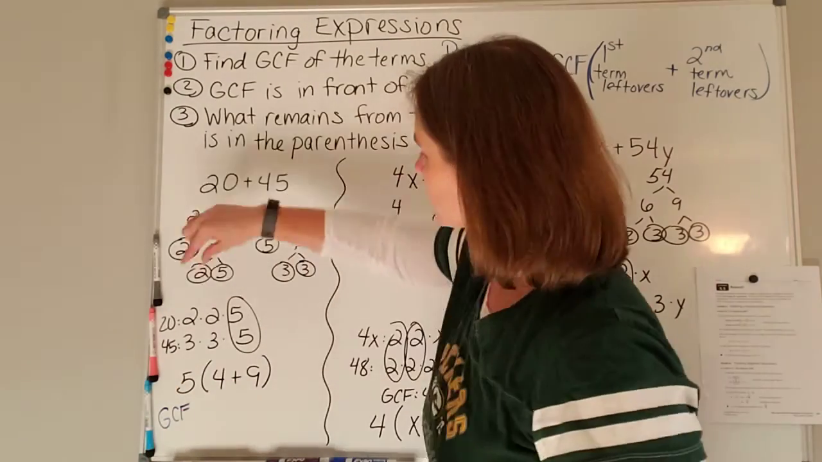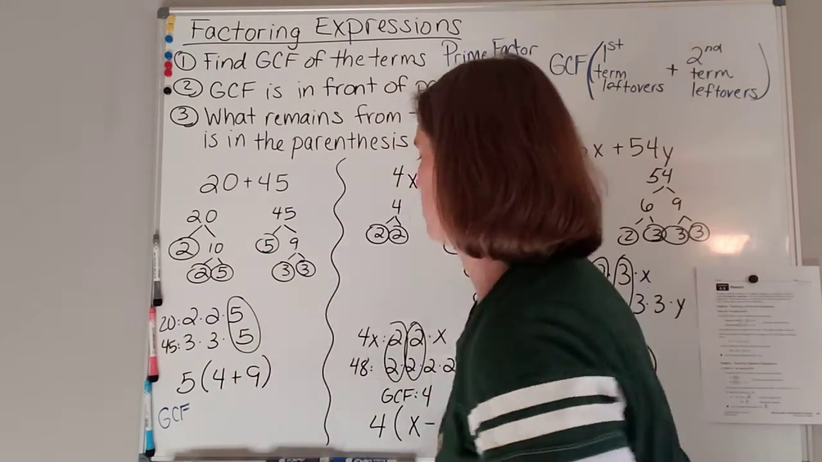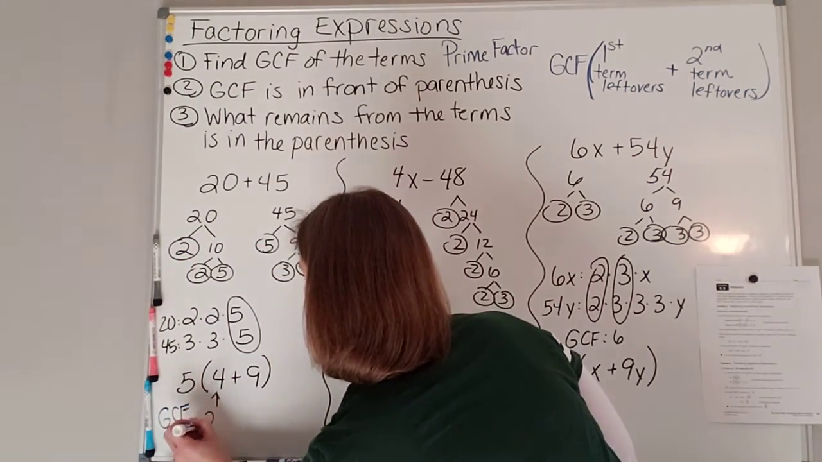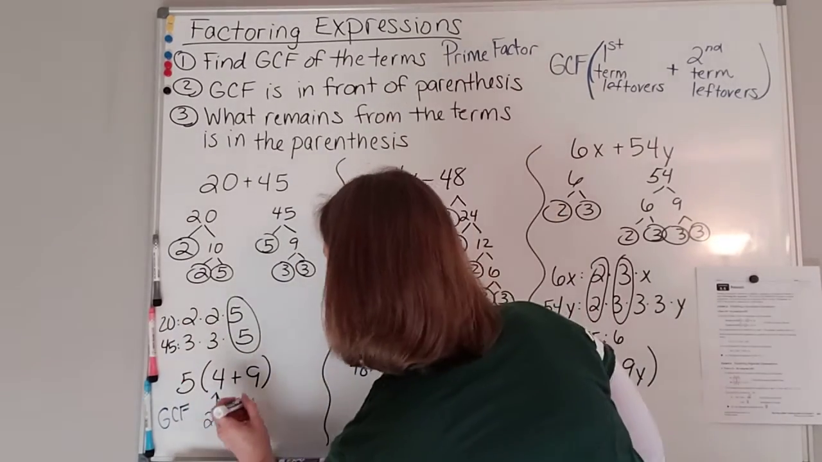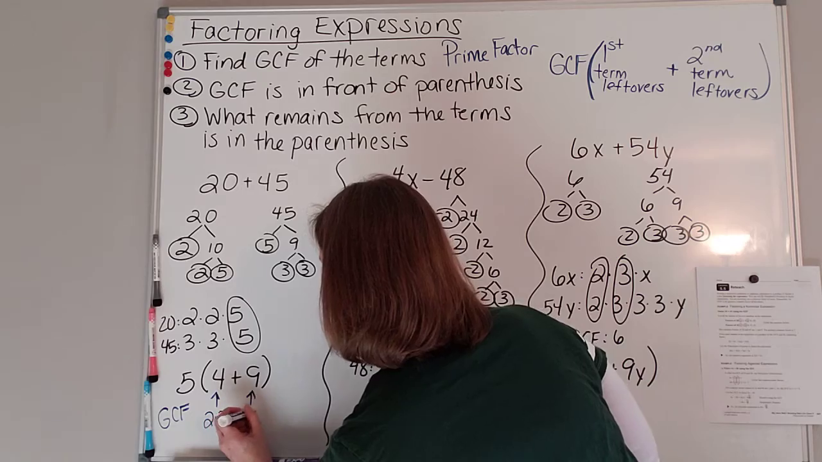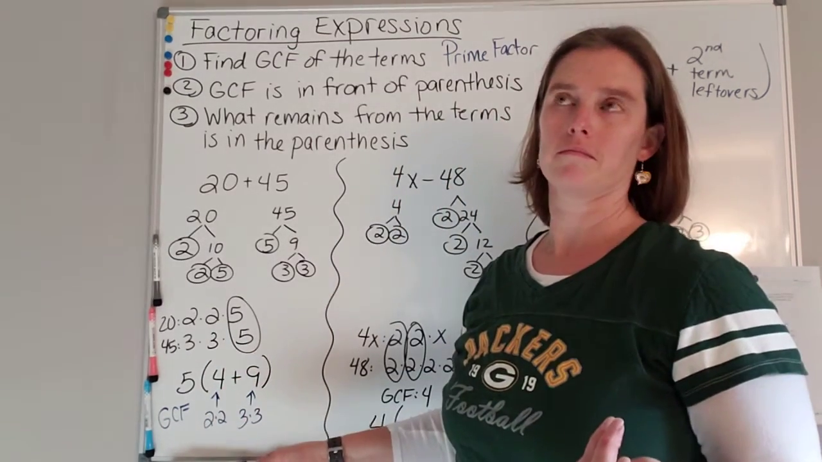Then what's left of 20? 2 times 2 is 4. I got that from the leftovers, 2 times 2. And what's left of the 45? The 3 times 3. So you put it back together, and so we'd say it's 5 times the quantity 4 plus 9.